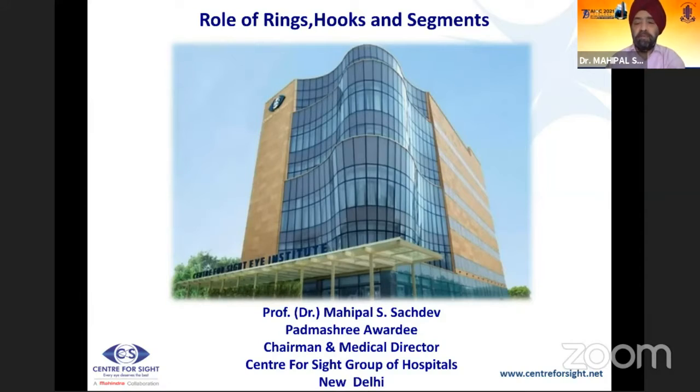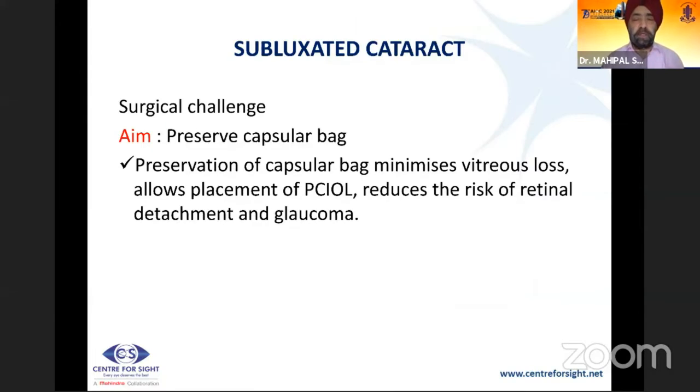I'll be talking about the role of rings, hooks, and segments, and my task is slightly easier with the previous speaker, Dr. Joshi, having given the basis for when you need to put and what segments you need to put. The basic aim is to preserve the capsular bag, and this minimizes vitreous loss and allows the placement of a PCIOL, reduces the risk of retinal detachment and glaucoma, and the lens remains in position.